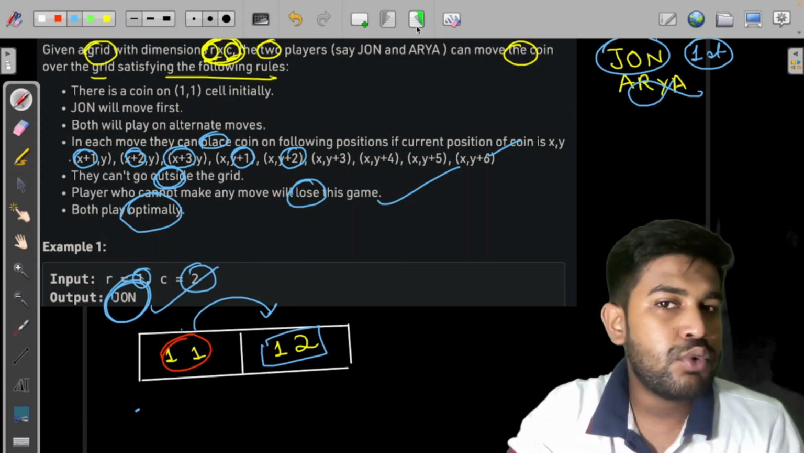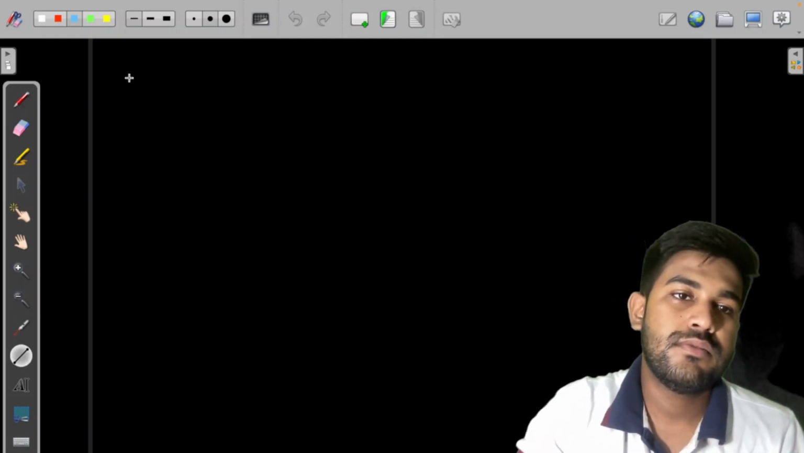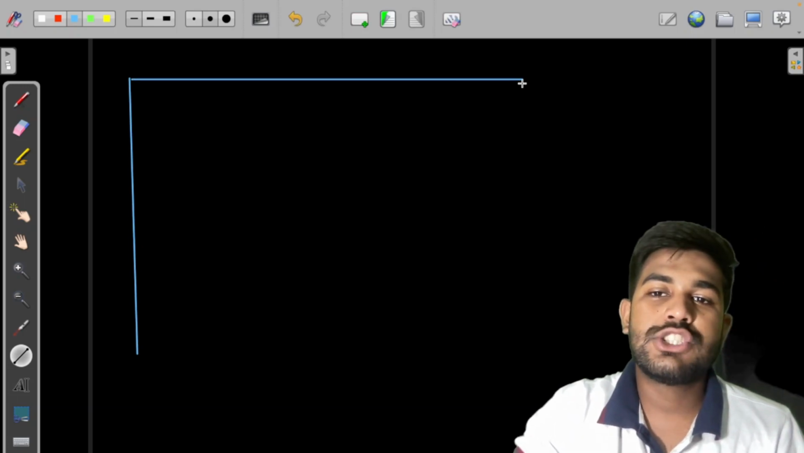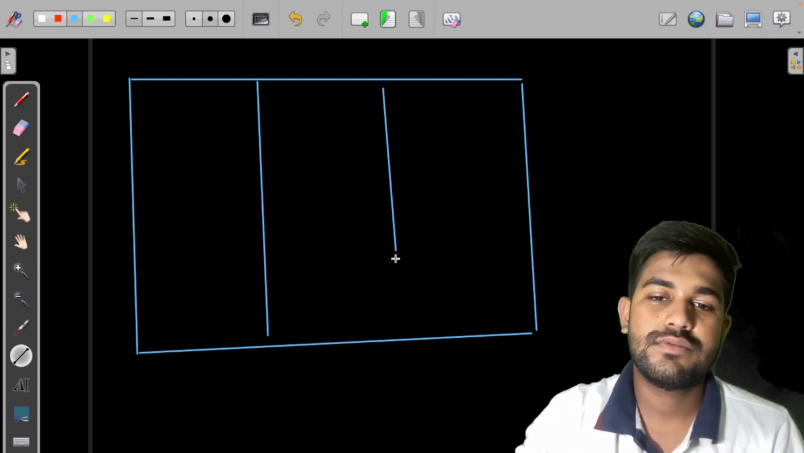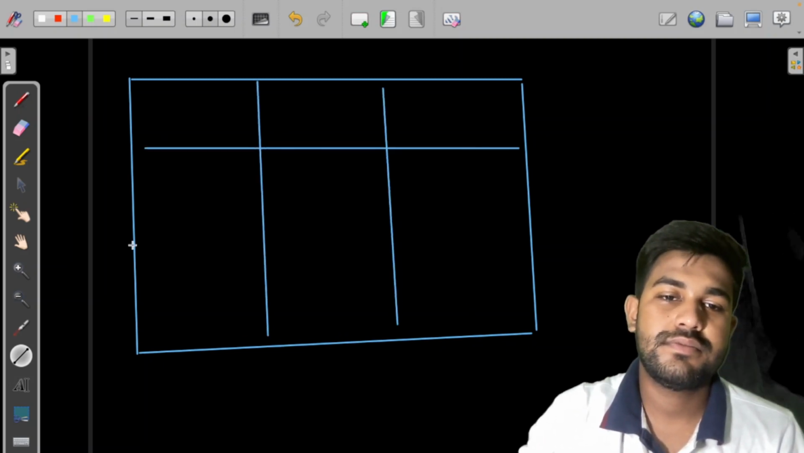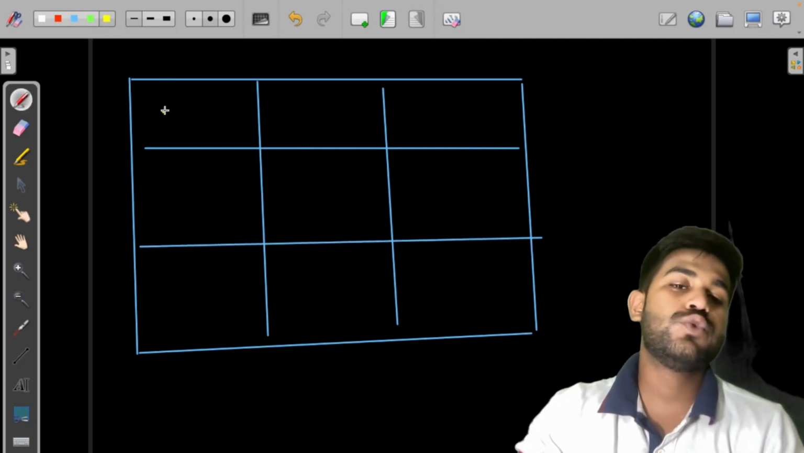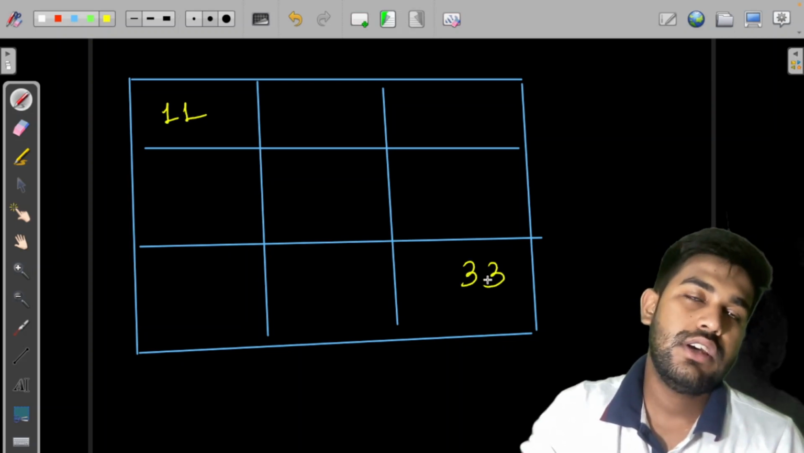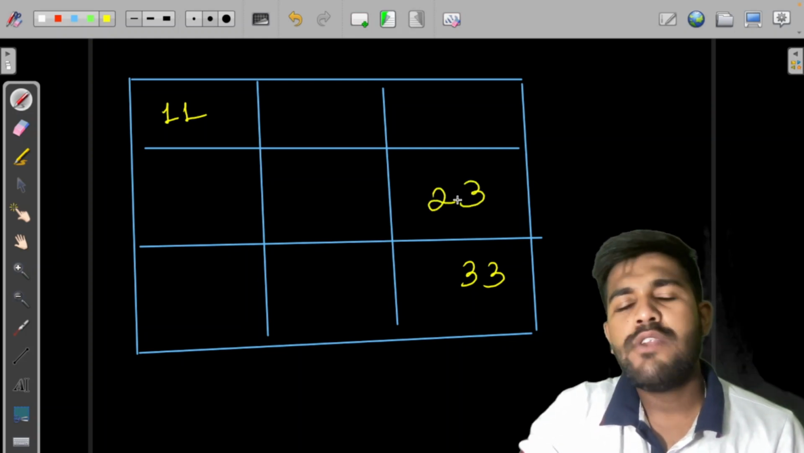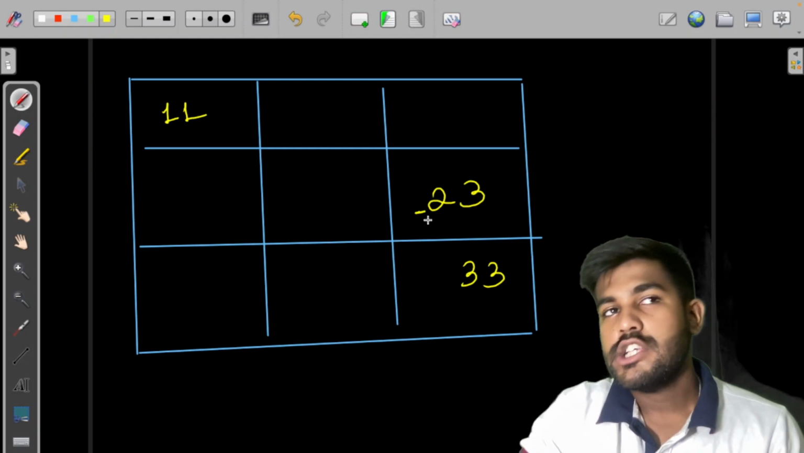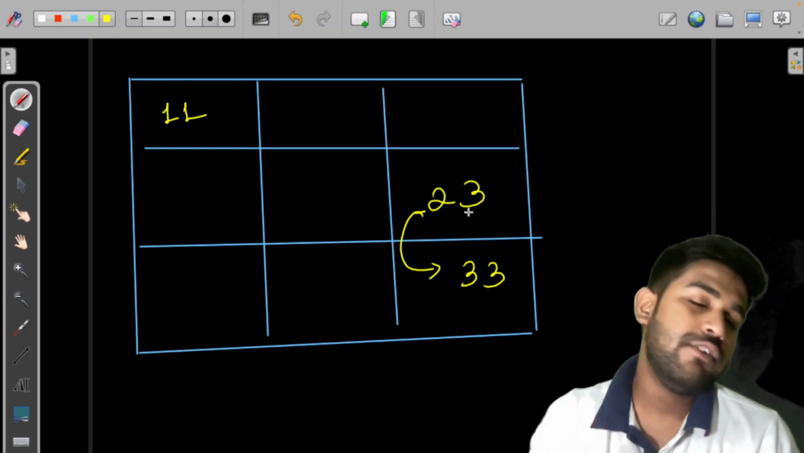Okay, now let us move forward. Let us draw a 3 cross 3 matrix. So now let us discuss the scenario. This is 1 1, this is 3 and 3. Suppose I am at 2 3, and suppose this point here is John. So John would make the jump to this position and he would win.